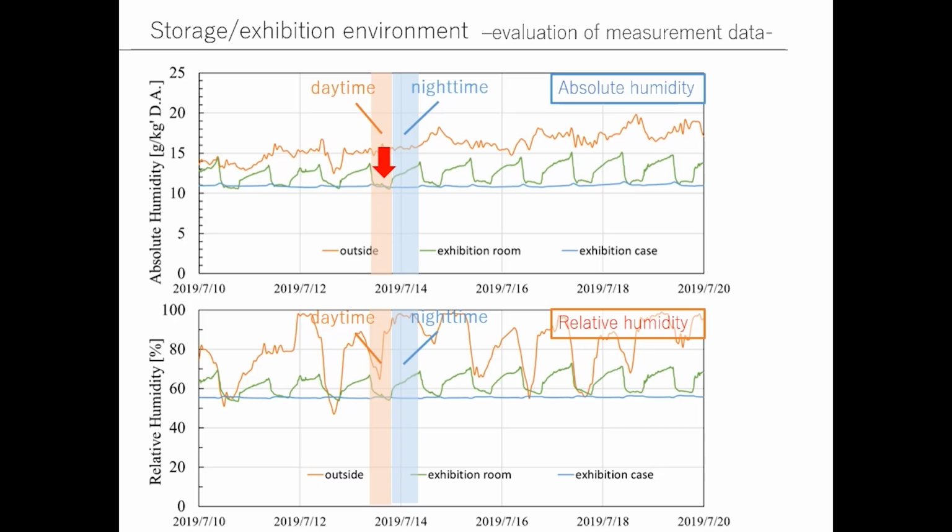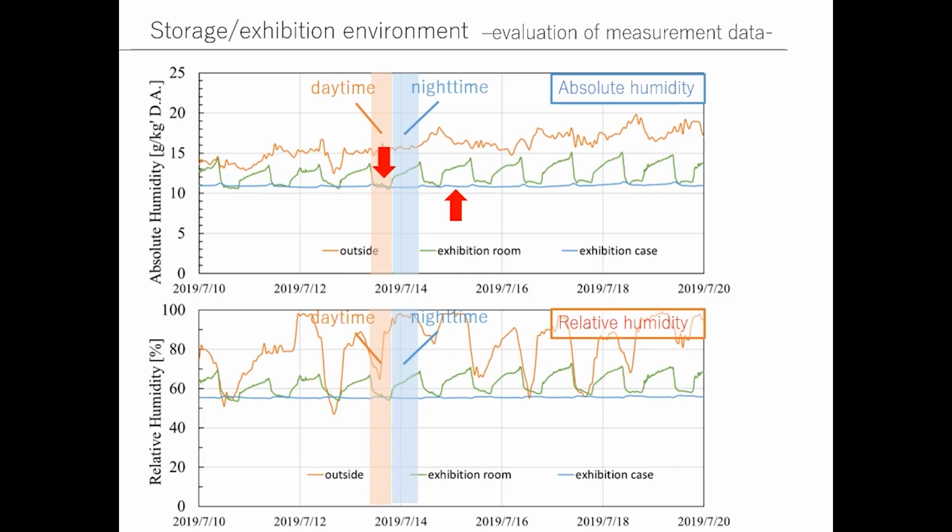On the other hand, the absolute humidity of the display case has hardly changed. In other words, it can be seen that the case is extremely airtight and almost no moisture from the exhibition room has penetrated into the case. In this way, by evaluating absolute humidity, you can see how much air is moving between the outside air, the exhibition room, and the exhibition case.